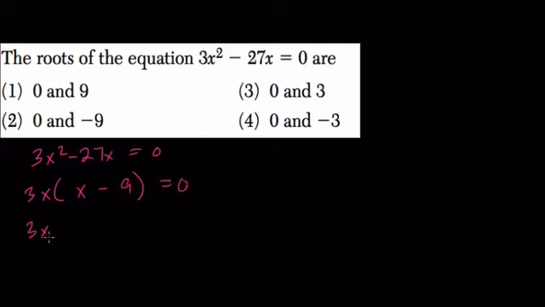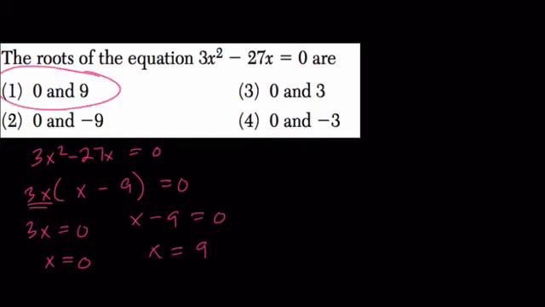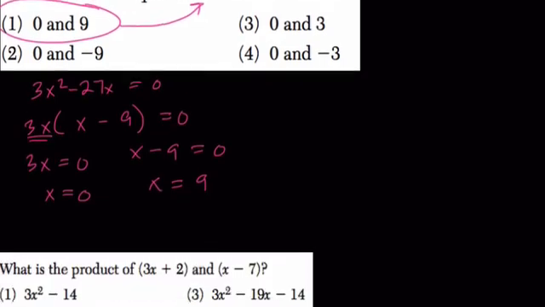So 3x could equal 0, as one of the numbers multiplying here to get 0, or x minus 9 could equal 0. If 3x is 0, divide both sides by 3, and x is equal to 0. If x minus 9 equals 0, add 9 to both sides, and x equals 9. Those are our two roots, 0 and 9. And you can just plug them in and see if they work. If you plug in these numbers and you get 0 for both, then they're both roots.